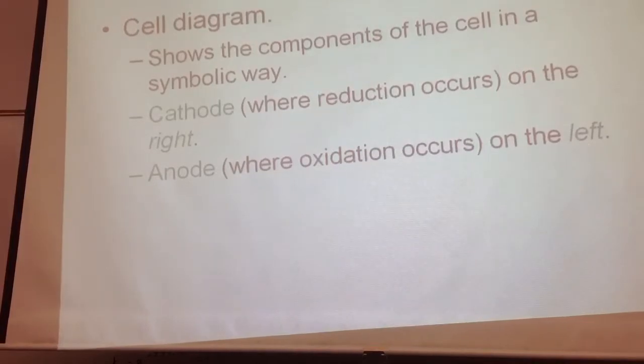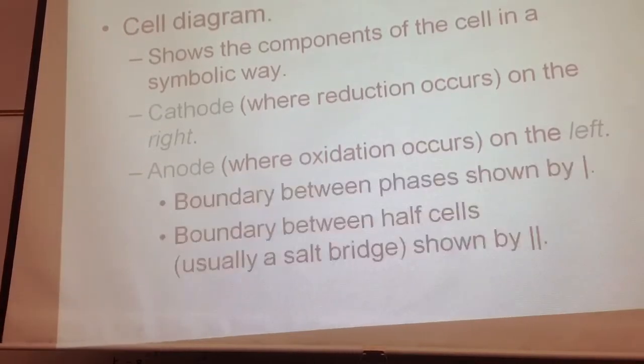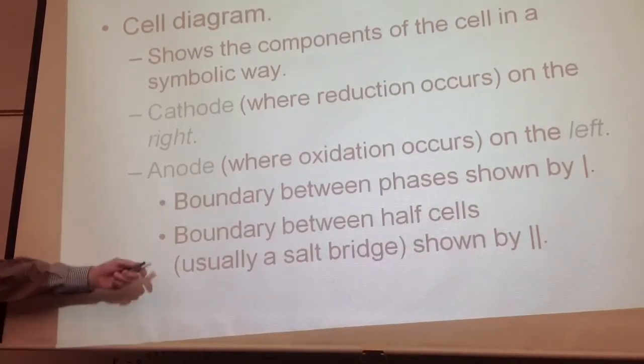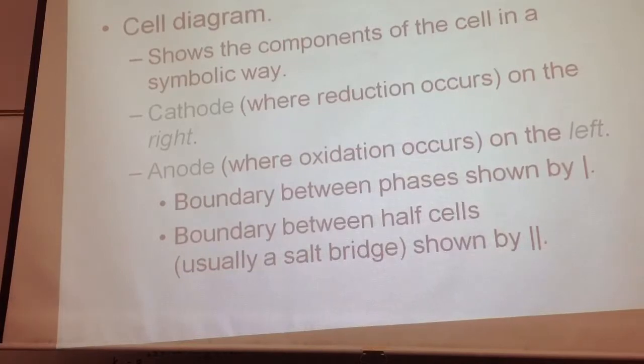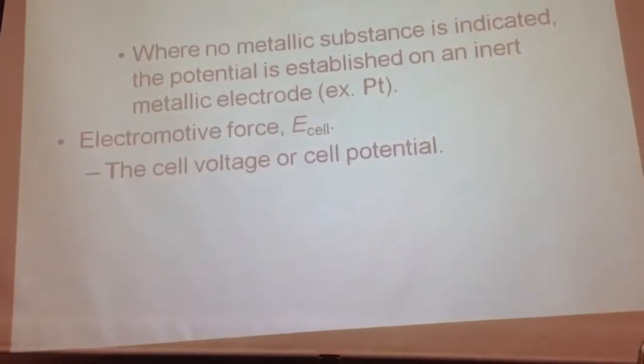Cathode, reduction, anode, oxidation. Doesn't matter which type of cell we're talking about. The signs do change. There are the boundary phases. There's the double line for the salt bridge. That's mostly the way we connect things when we talk about problems. Or you can have an inert electrode.